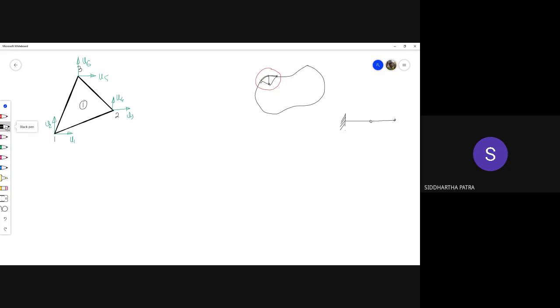Now, the coordinates of each node would be x1, y1, x2, y2, x3, y3.